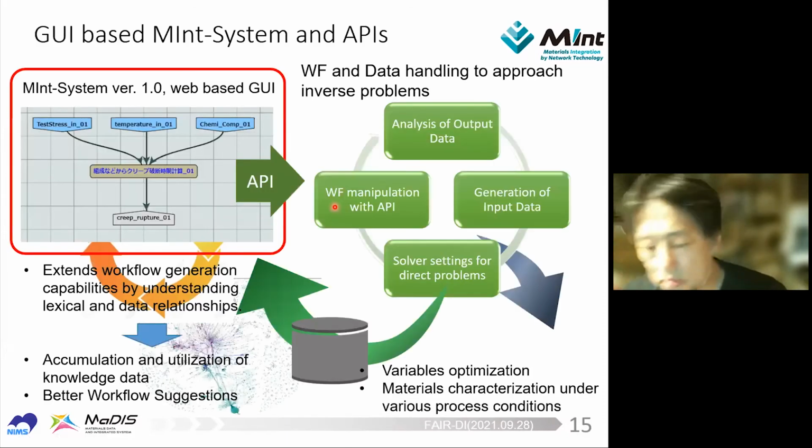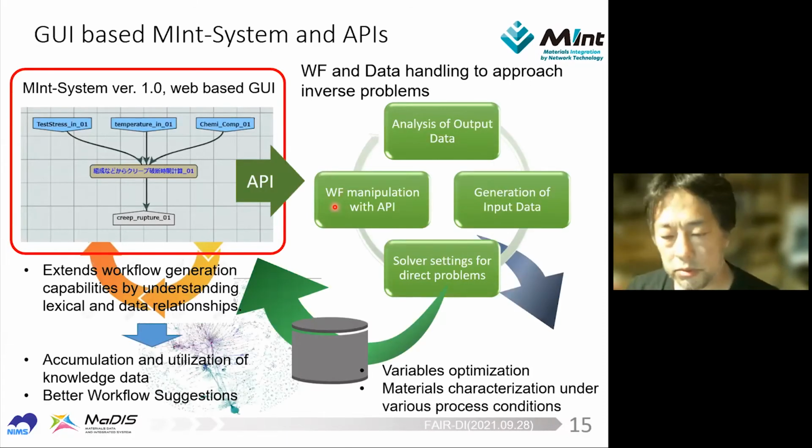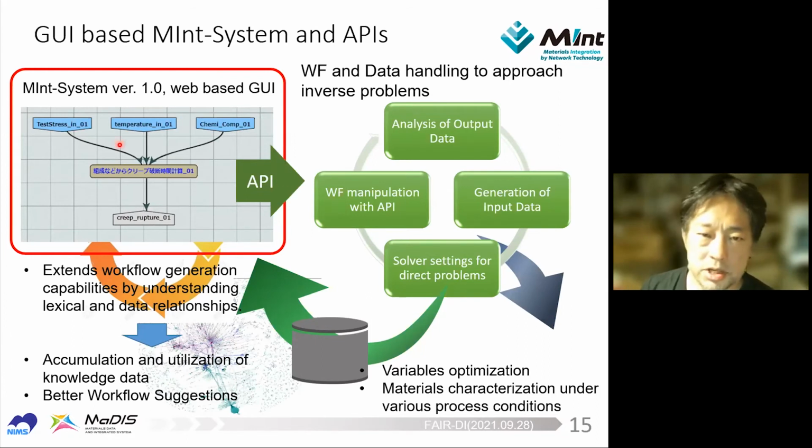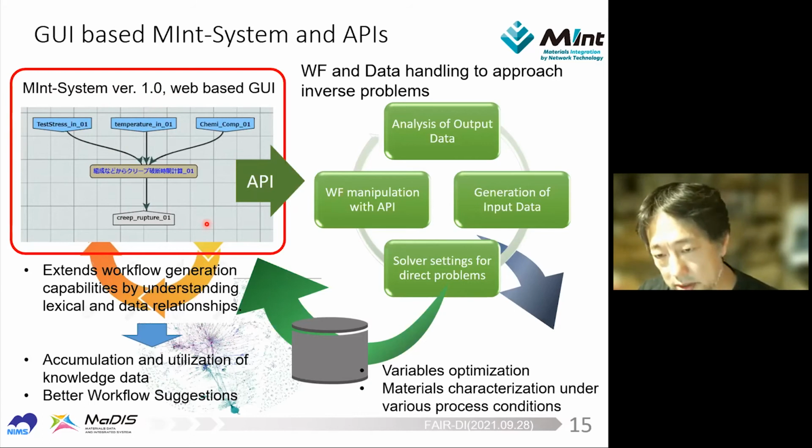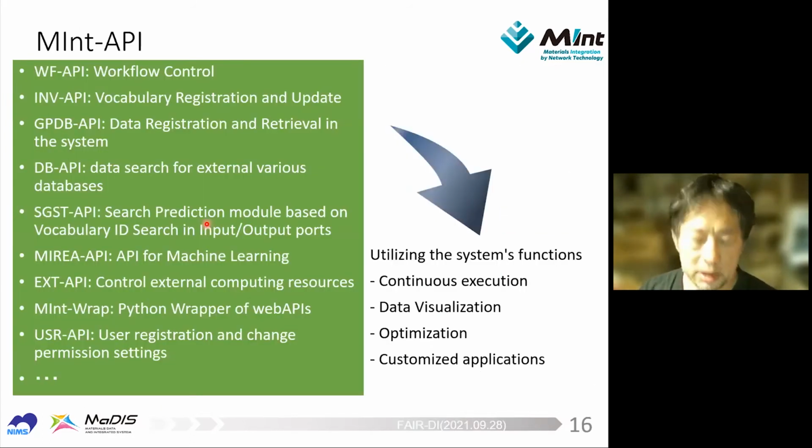And the API is also very important, we think. At the first stage, our system version 1 was established three years ago, four years ago. So we are now developing APIs to handle the features of our system. At this moment, we have developed very various APIs in order to handle our system features.